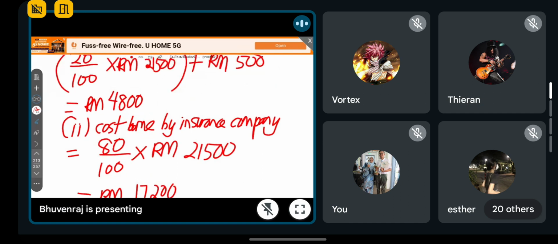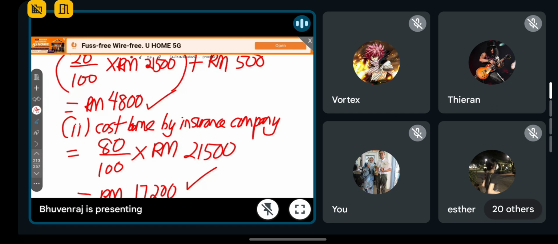Tengok ah, dua jawapan kamu. Cuba bandingkan. Try to compare these two. You can see that syarikat insurance tu akan bayar lebih. The insurance company will sumbang more money compared to the policy holder.